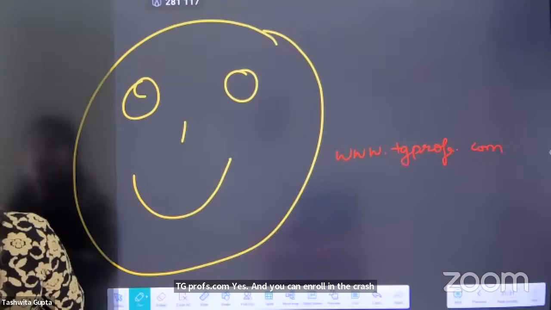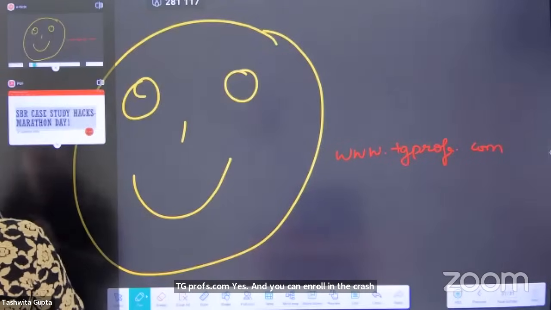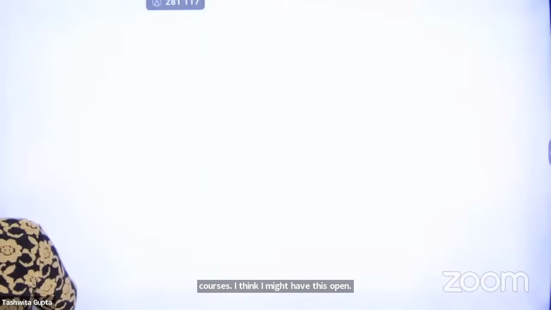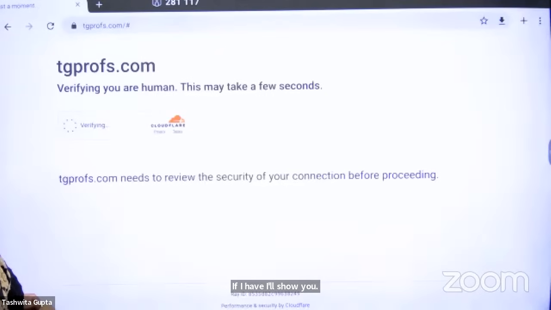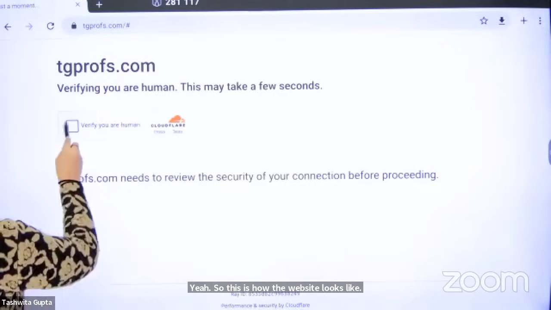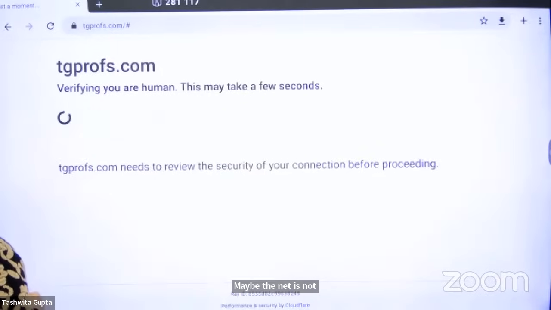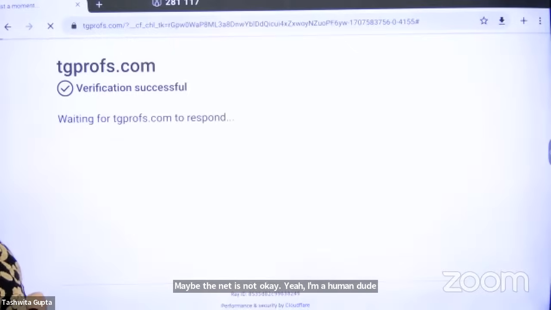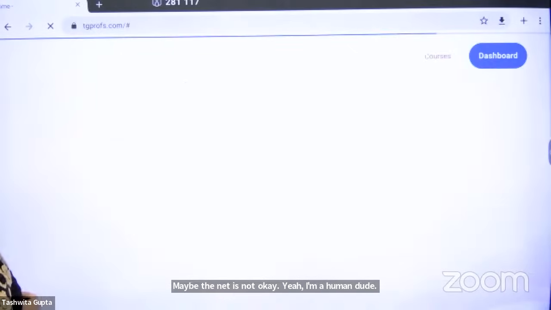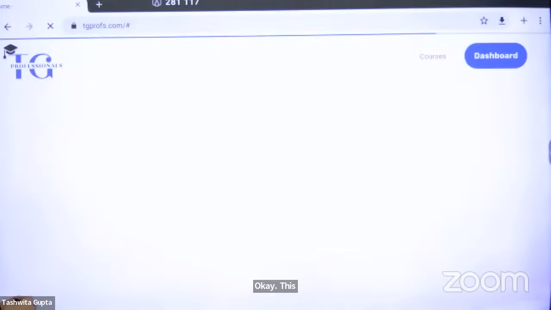I think I might have this open. If I have, I'll show you. Yeah, so this is how the website looks like. Maybe the net is not working. Yeah, I'm a human dude. Okay, so this is how the website looks like.